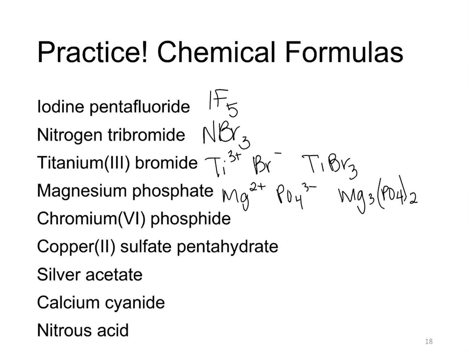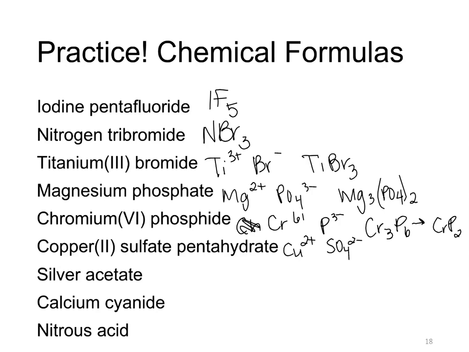Chromium(VI) phosphide. So chromium, oops, not CH, Cr. Chromium is a 6+, phosphide is a 3-, so we put those together and we get Cr3P6, but we're not done yet because we can reduce that down to its empirical formula. So it would be CrP2. Next we have copper(II) sulfate pentahydrate. So copper(II) is Cu2+, sulfate is SO4 2-. So we put those together, we get CuSO4 because they cancel out. Penta is 5, hydrate is water.